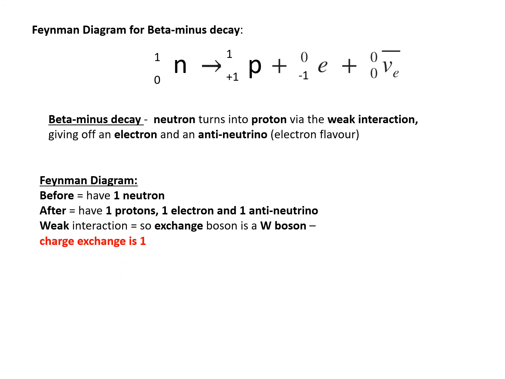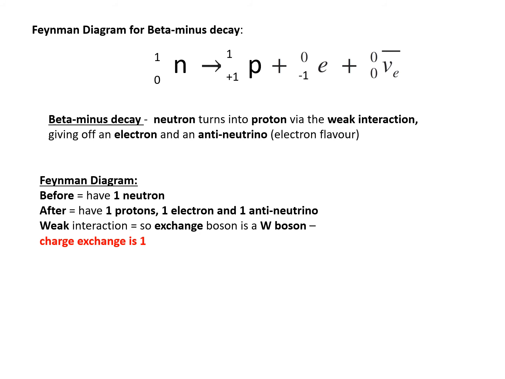So another example we can use is beta minus decay. Remember, in beta minus decay, a neutron turns into a proton and gives off an electron and an antineutrino. So we ask the same questions again. What were the particles we had before? Answer, one neutron. What are the particles that we've got after? We have one proton, one electron, and one antineutrino.